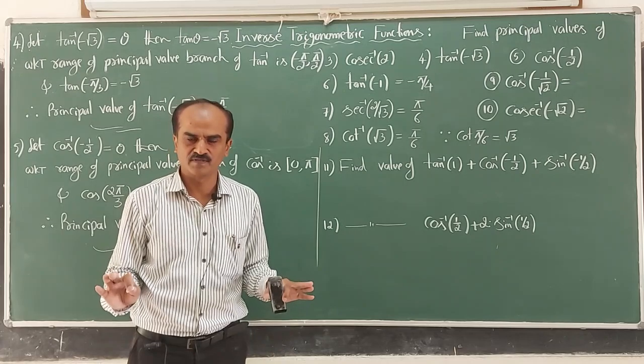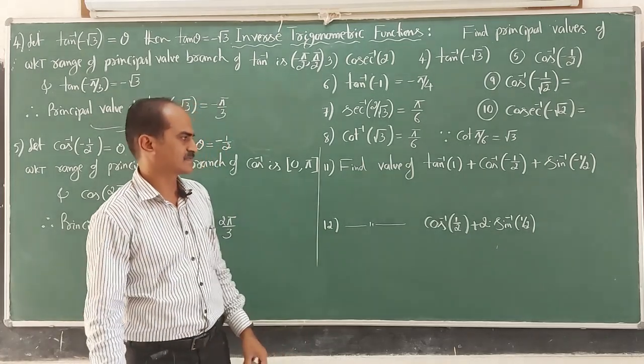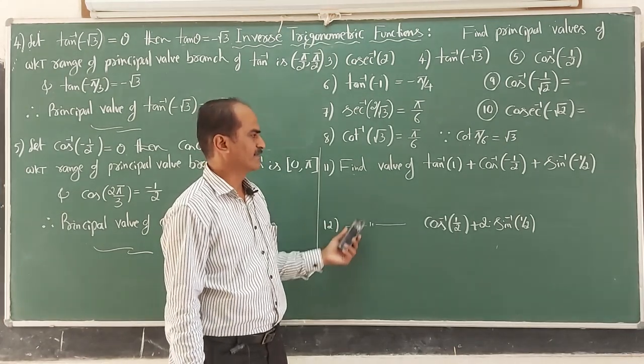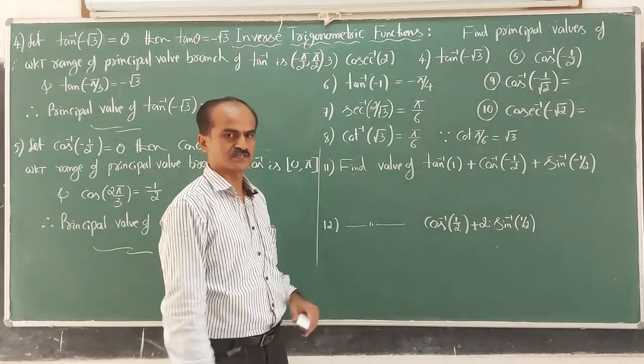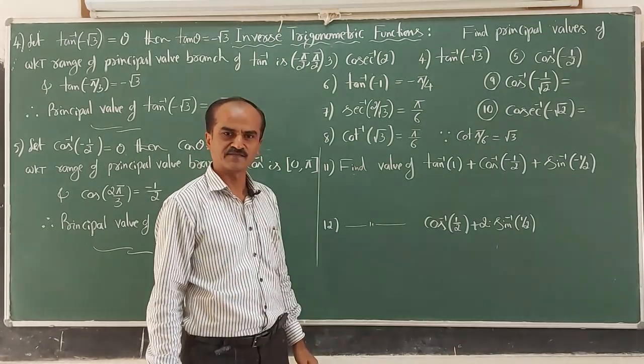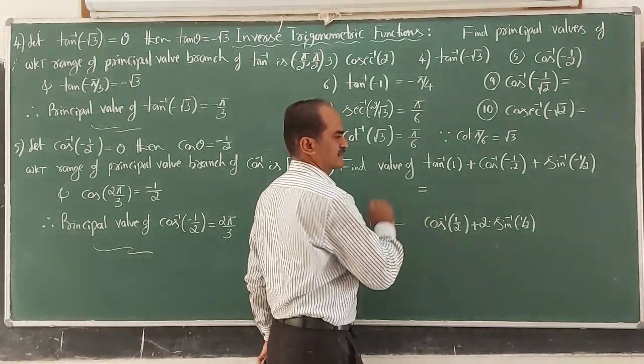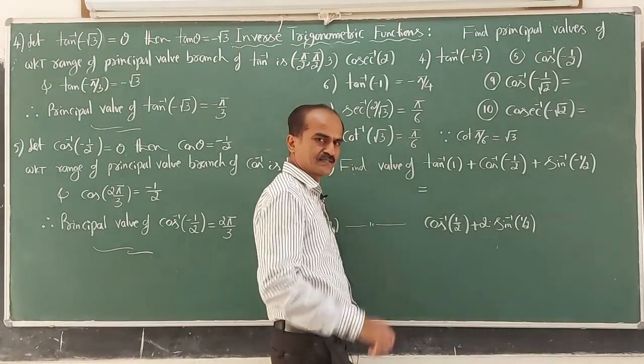I hope you are following. They are very simple examples. Now, next 11th and 12th. Find value of these expressions containing inverse trigonometric functions with some real number as their argument. Now let me write directly these values after practicing these questions.